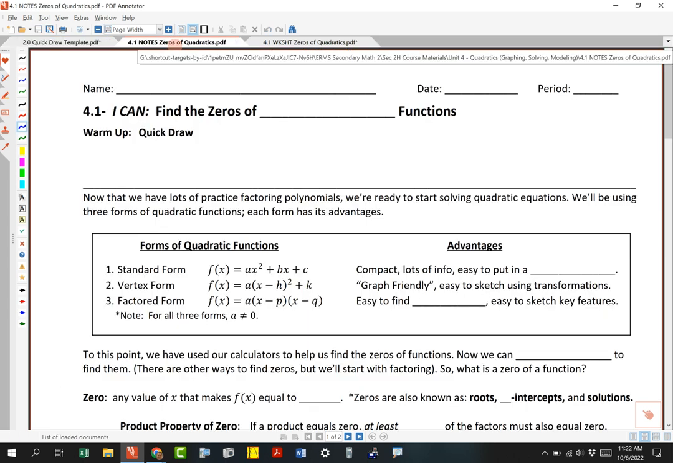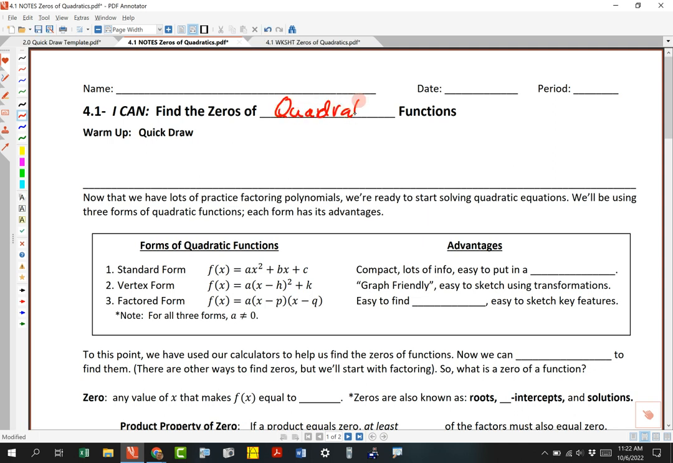Okay. Would you flip over here? These are the notes for 4.1. This unit is incredibly important. It is amazing how often quadratics come up. Okay. And we're going to do what we call finding zeros of quadratic functions. So quadratic functions. Now remember, quadratics are basically parabolas. We've talked about those already. So we're going to talk about those some more.